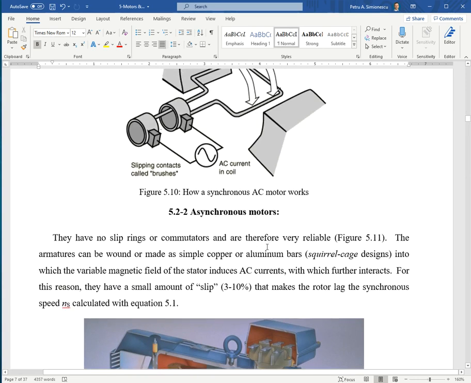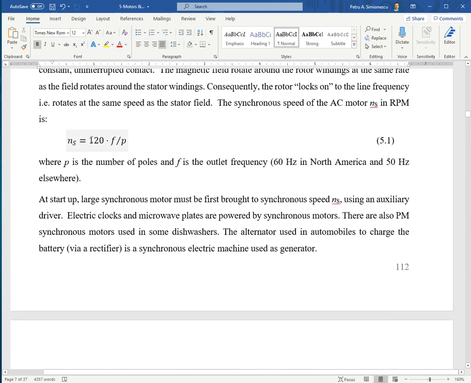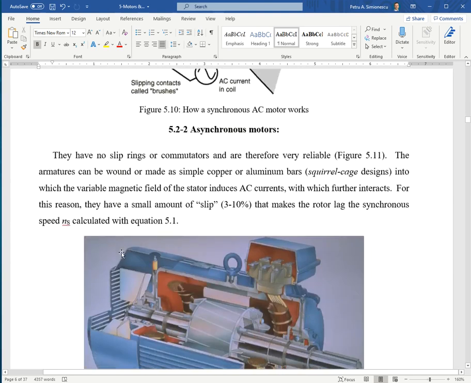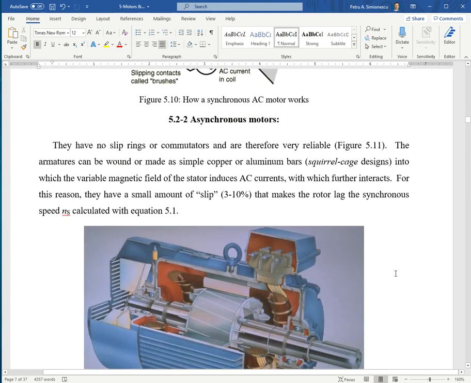In asynchronous motors, likewise, you can count the number of poles and the frequency for the synchronous speed, but they don't reach it. They get close when there's no load, but they don't reach the synchronous speed. There's always some amount of slip, and as you increase the load, the slip increases.